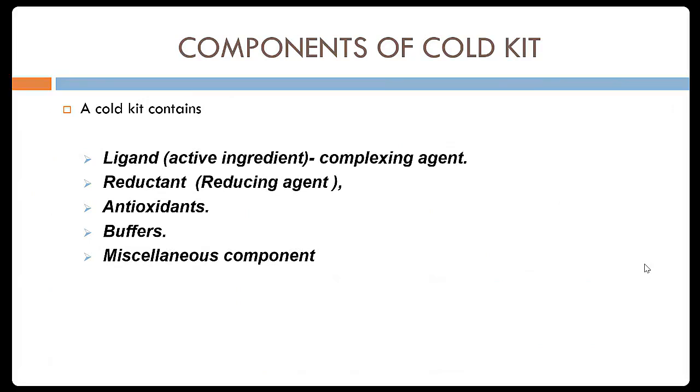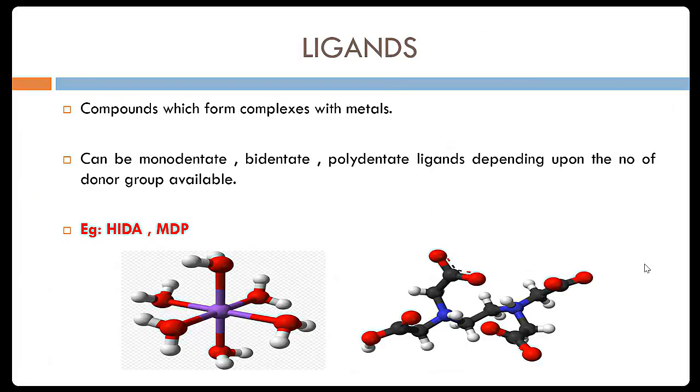We also call it a complexing agent, and we have reductant, which is a reducing agent, and we have antioxidants, buffer, and some miscellaneous compounds. Going to the ligand, they form a complex with the metal. They will be joining, making a complex; complex formation will be there.